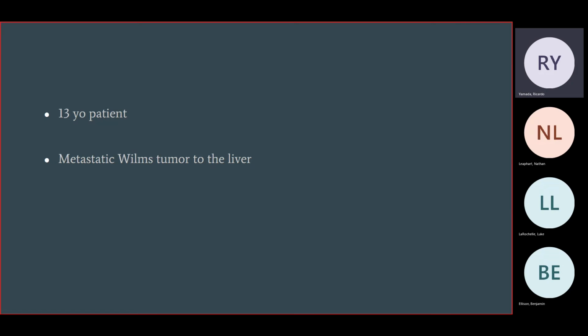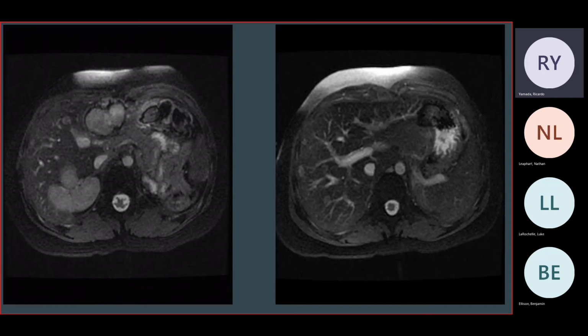So, a 13-year-old patient with a history of metastatic Wilms tumor to the liver. This patient had a big tumor in the left hepatic lobe. This is an MRI. Sorry, I cannot show the cursor, but that's the lesion in the left hepatic lobe, and there are other small tiny spots in the right hepatic lobe as well.